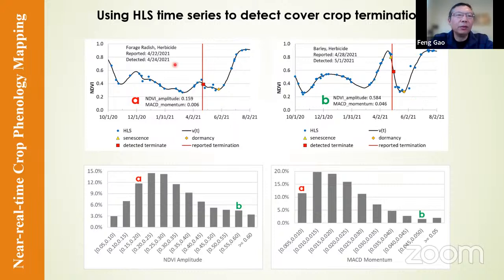So it's associated with, if we look at the NDVI amplitude, it is only 0.16 and the momentum is quite small, 0.0006. And in this case, we have an NDVI amplitude of 0.58. That's a big decrease, from the max to the minimum value. And the MACD momentum is also high. So we can get a higher confidence on this detection. We can detect the small change, but probably with less confidence.